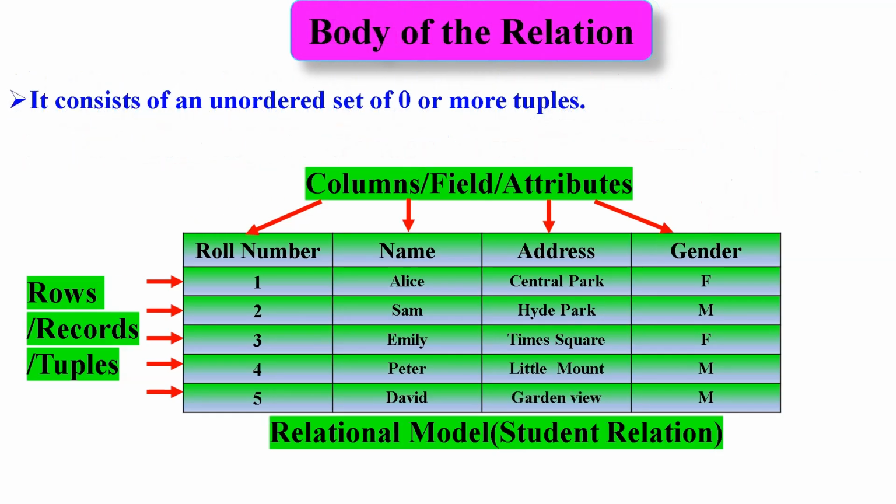In a relational database, the body of a relation refers to the actual data stored within a specific table. This data is organized as an unordered set of 0 or more tuples, rows, or records, and it forms the core structure of a relational database.